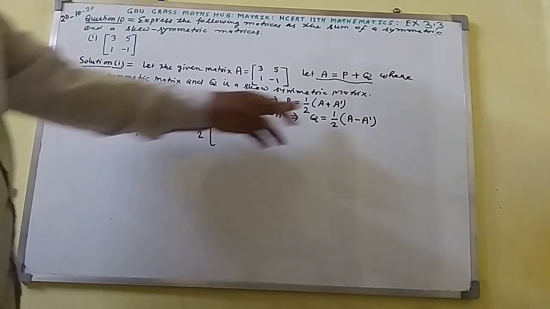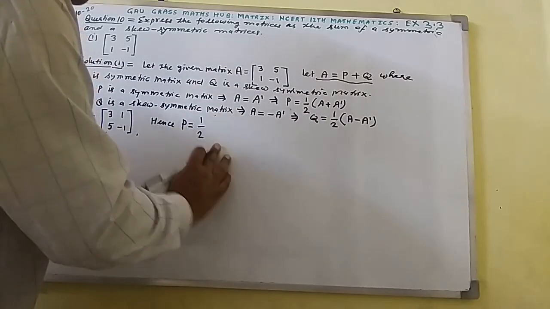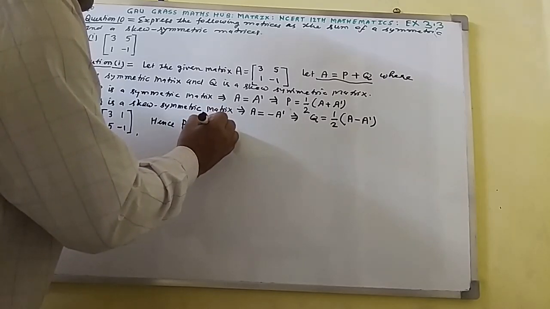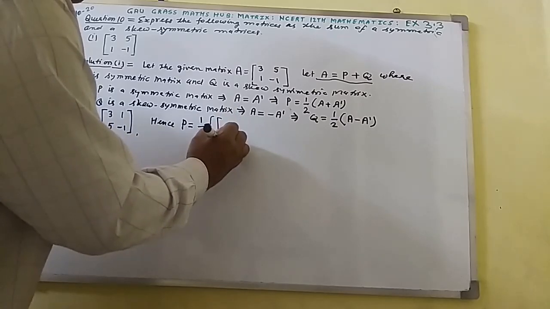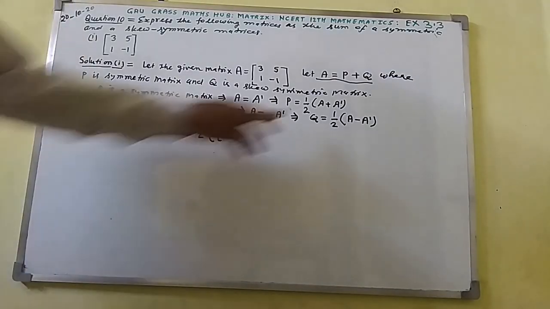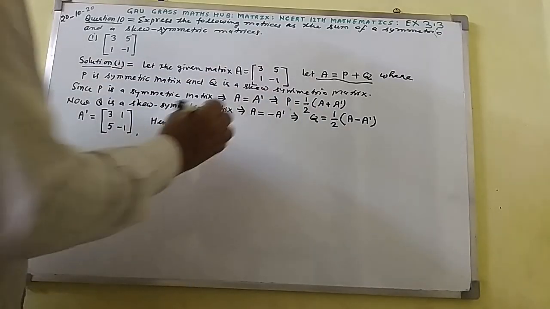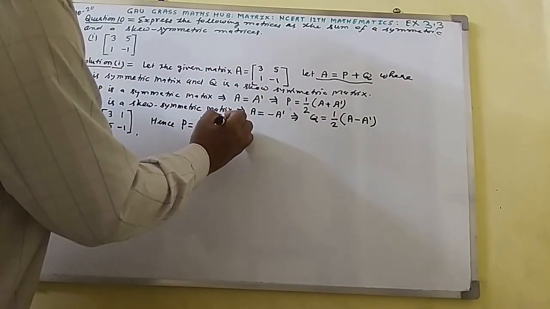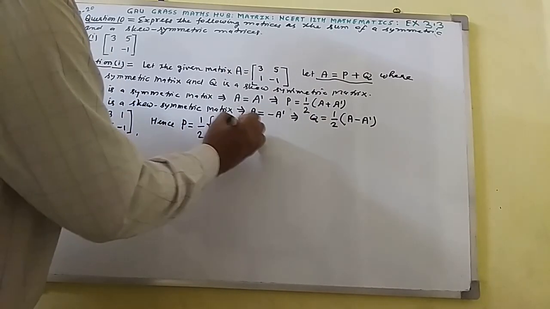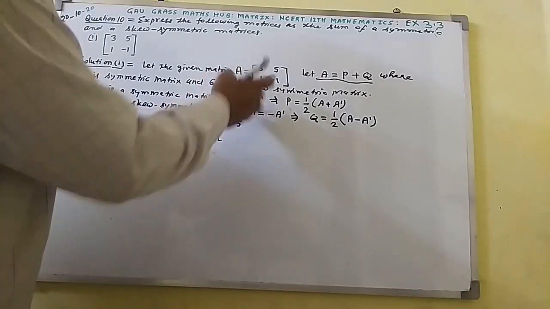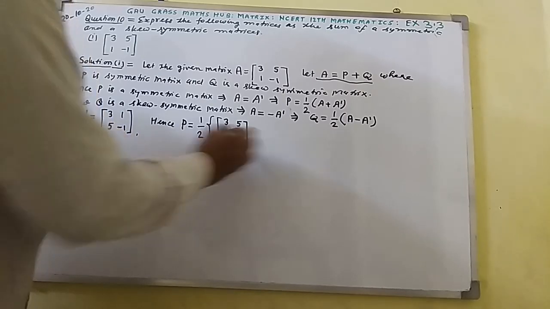Here the elements of the first row will be written. Now open a curly bracket like this. The elements of the first row of A I shall write here. The first row will become 3 and 5. The second row will become 1 and -1. Closing of the square bracket will be done.